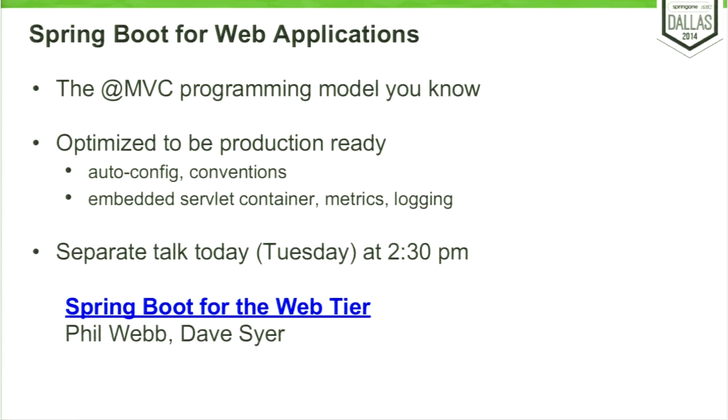So basically, Spring Boot is not necessarily limited to web applications. In fact, it's much more broad and encompassing than that. But certainly, web applications is one of its main uses. It's how most people actually have some sort of web layer in the application. So it is the same Spring MVC programming model that you know. You're not moving away from that. But its purpose is to be basically ready for production, which means that it gives you configuration, it gives you conventions, smart conventions. It gives you an embedded servlet container. It gives you metrics. It gives you logging support out of the box so that you can just basically focus on delivering code.